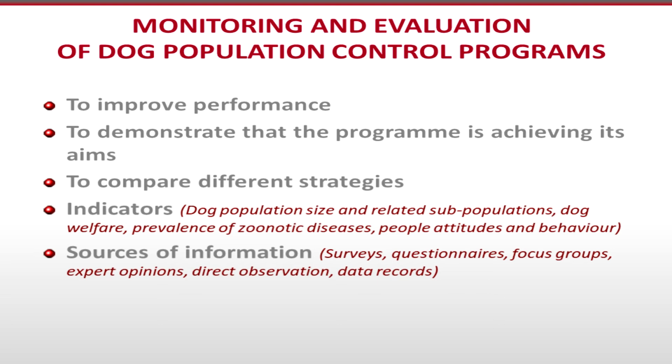You'll have indicators for your evaluation, and these will be dog population sizes and their related subpopulations, dog welfare, the prevalence of zoonotic diseases, people's attitudes and behavior. These are some of the indicators. They're not all, but these are some of the indicators that you can use while doing evaluation. The sources of information for evaluation could be surveys, if they exist in your country. You could use questionnaires, focus group discussions, expert opinions. You can do direct observations, and if there are records, you can also use them.